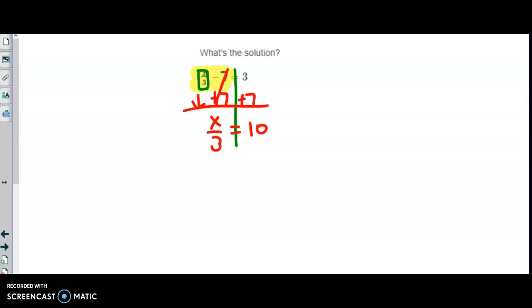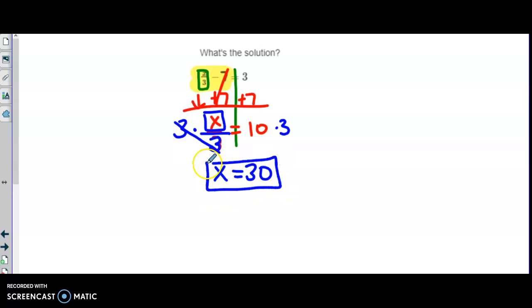Now I'm not done until I get the x by itself. So I need to get rid of this divided by 3. And when I see divided by 3, I have to ask myself, what's the opposite of dividing? Well, the opposite of dividing is multiplying. So I'm going to multiply each side by 3. The 3's will cancel, leaving me with 1x. And 10 times 3 is 30. So 1x equals 30. And it does not matter whether you put the 1 there or not.